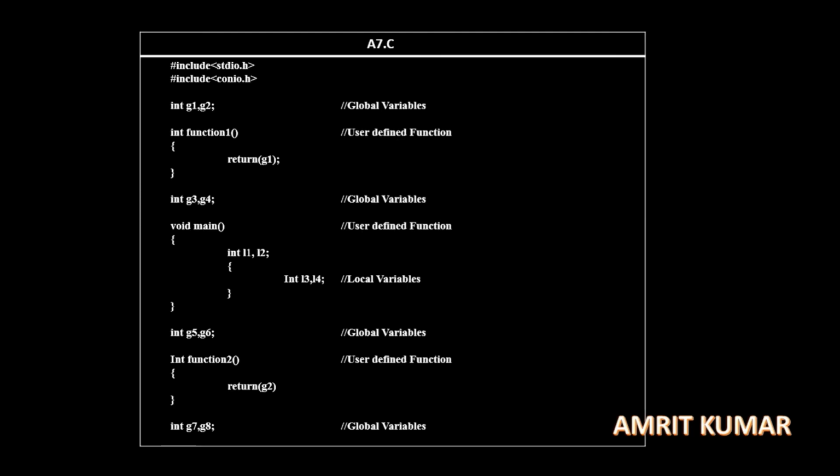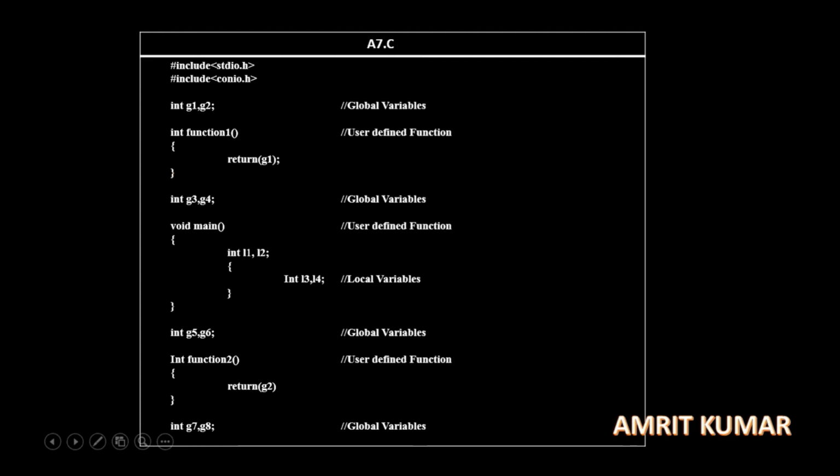Here we have used two header files, the stdio.h header file and the conio.h header file. These files have been included here in this C language file. Now I have used two variables, G1 and G2, whose data type is integer. Here they are global variables. Why is it so? Because they are declared outside of the curly braces.